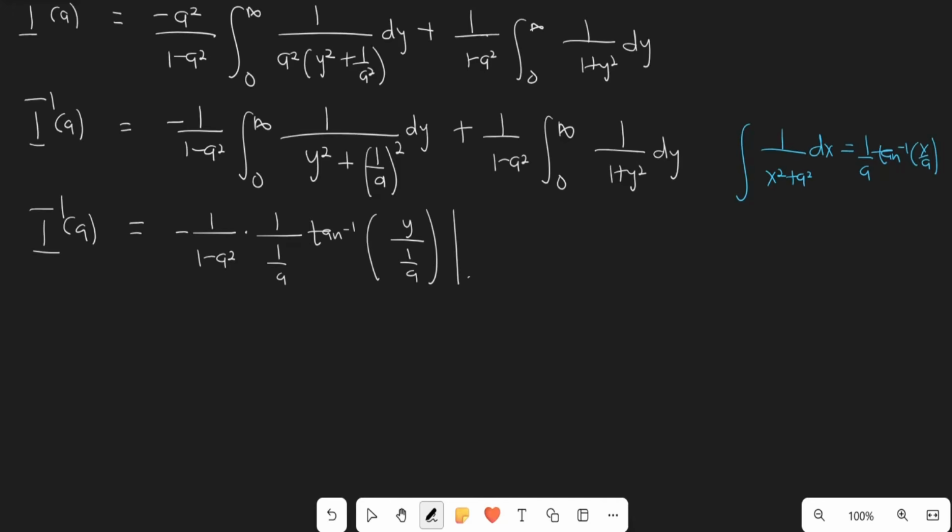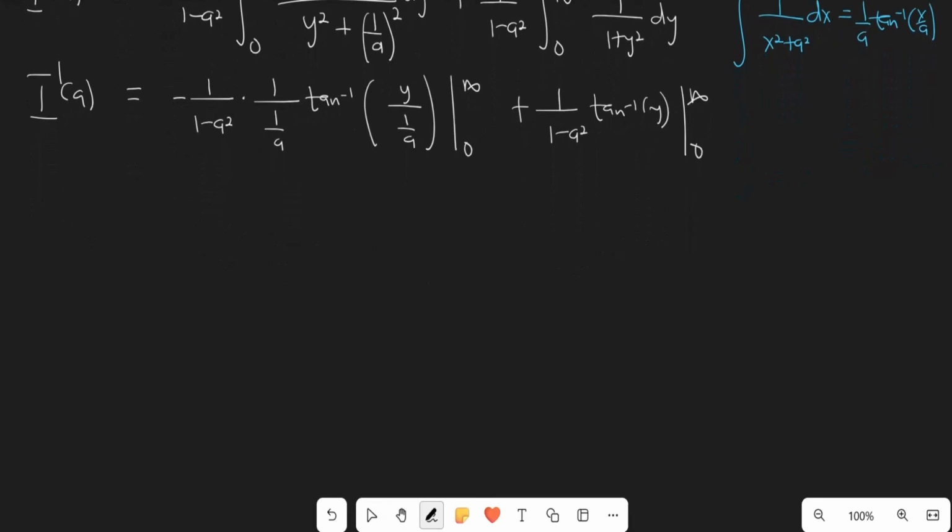The limits of integration are from 0 to infinity, and then plus 1 all over 1 minus a squared, and then this one is the arctan of y, with limits of integration from 0 to infinity. I prime of a is equal to, the reciprocal of this is a, so we're going to have negative a all over 1 minus a squared, and then we have the tan inverse.